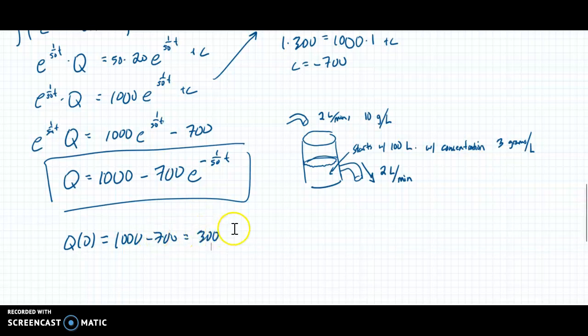Also, I can double check that. If I have 300 grams, remember that those are my units here, and I divide it by the volume of that thing, then that gives me 300 over 100, 3 grams per liter. It matches that. Let's look at the limit as t goes to infinity of Q of t.